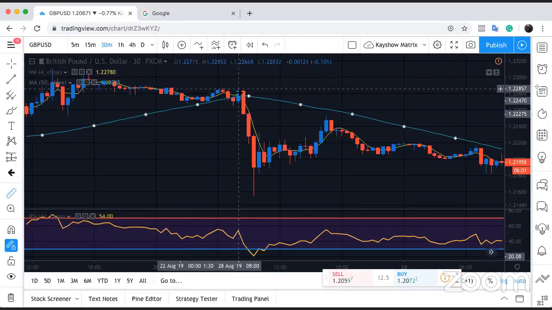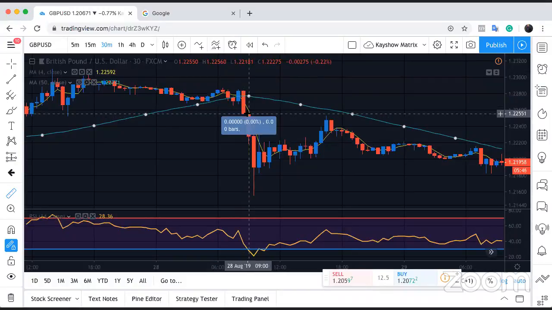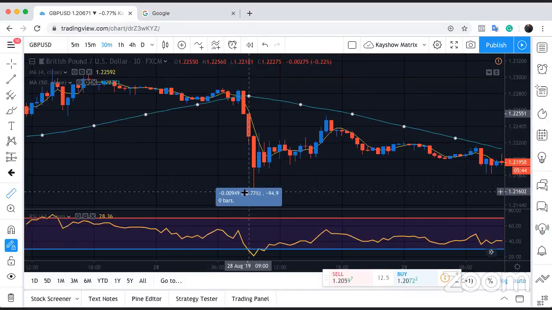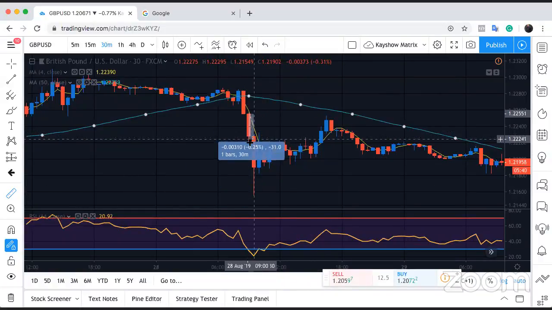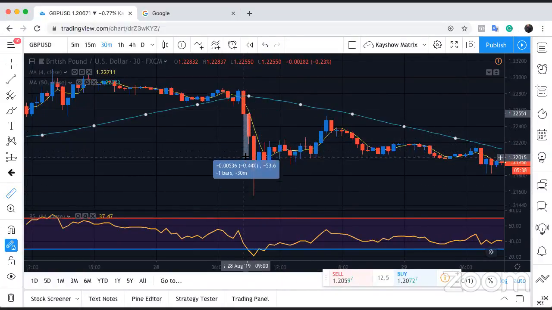Once you see that the yellow crosses below, it means the market is going into a sell. If it crosses above, it means the market is going into a buy. You can see when it crossed below here, you'd have entered a sell at the close of this candle and at the opening of this candle, and you'd have been able to make your money. This went as far as 90 something pips, so you'd have gone for maybe 30 pips alone and you'd have been fine.